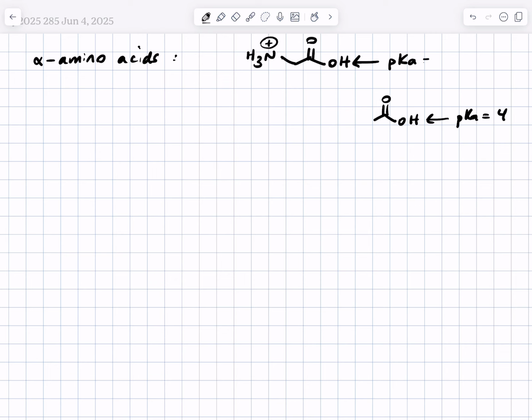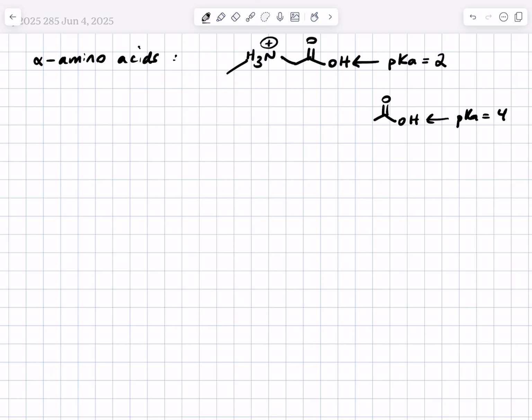This isn't really a major point, but the pKa of a carboxylate in an amino acid is around 2. At physiological pH, it doesn't make any difference at all, right? At pH 7, the carboxylic acid is going to be in its negatively charged form, whether the pKa is 4 or 2.